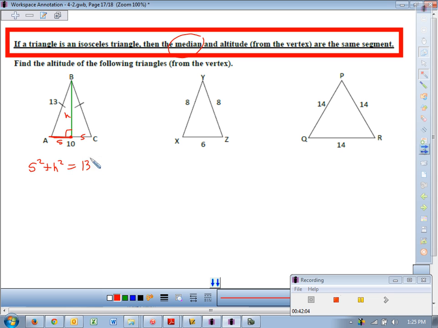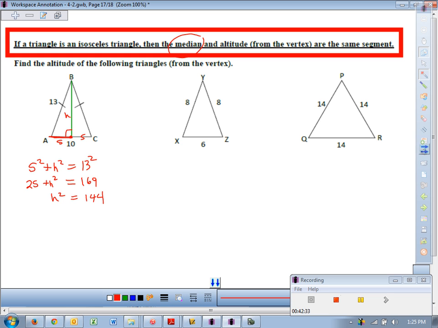Correct? The hypotenuse is always the one that goes by itself on one side of the equal sign. We know our perfect squares well. What is 5 squared? 25. I know what h squared is. It's h squared. 13 squared, friends of mine, 169. Next move is to do what? Subtract 25 from both sides. I'll help you because we're running out of time. That's 144.